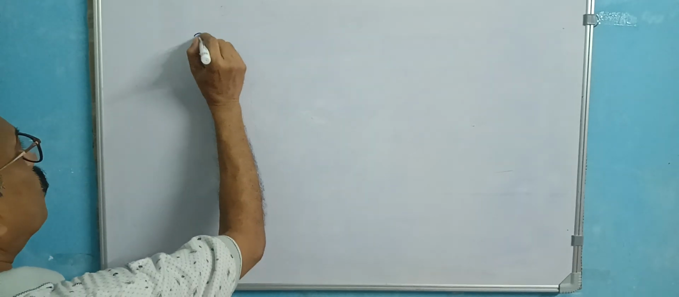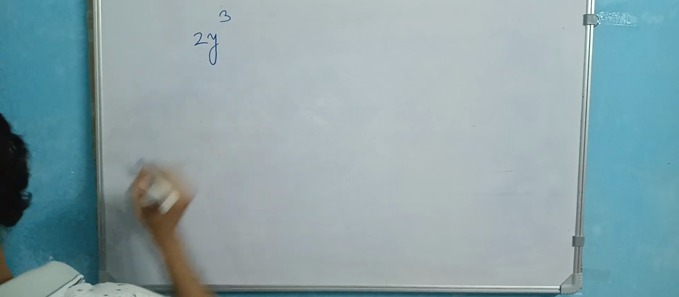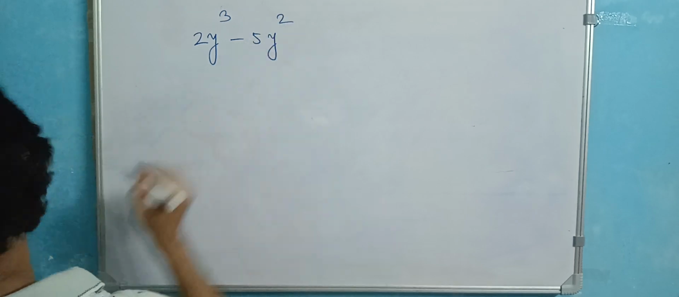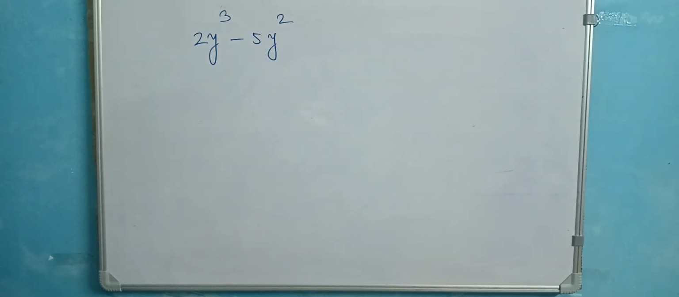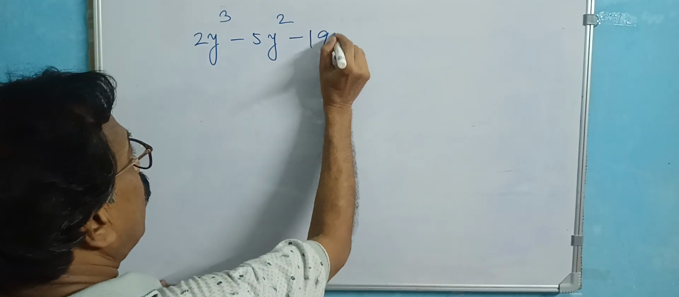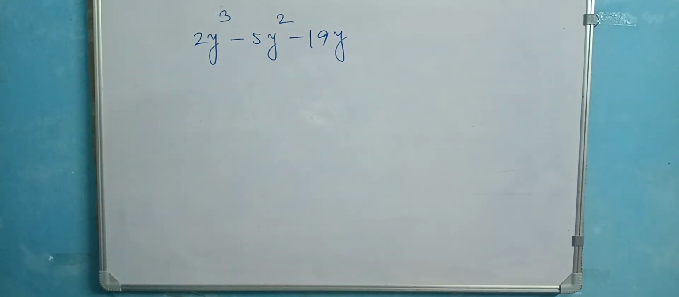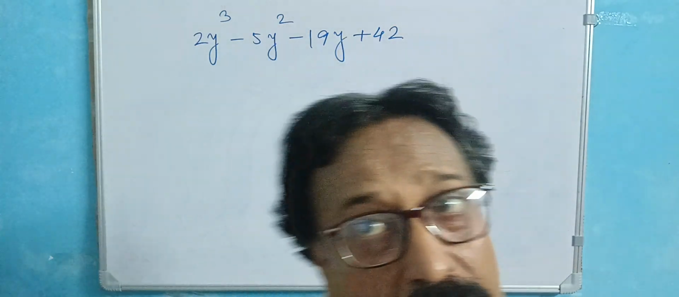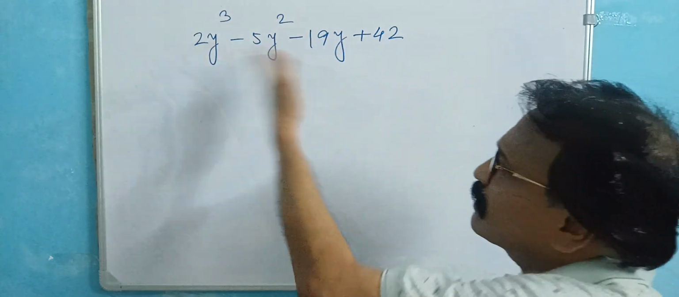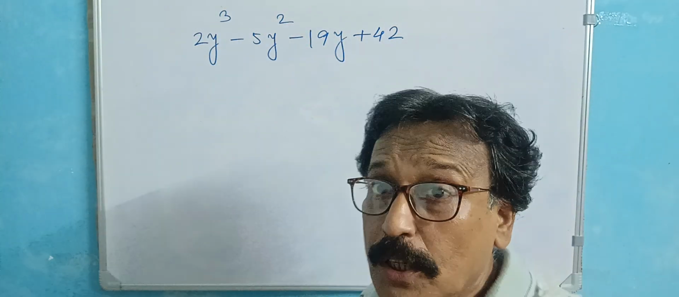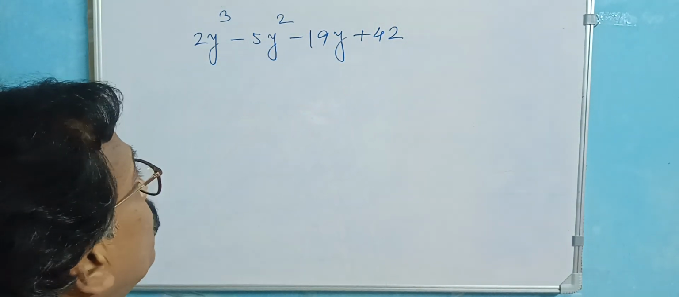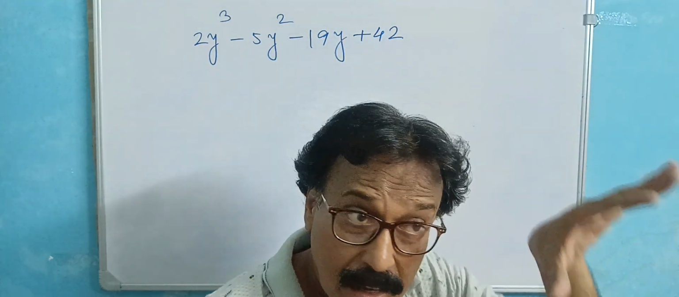Now the other sum is, suppose, 2y cube. Here is the other sum, 2y cube minus 5y square minus 19y, and this is plus 42. So this is the algebraic expression. You cannot solve it with the middle term factor. The question is to factorize this. So in which way do you solve it? It is not possible with the middle term factor or the common or grouping method. So we apply here the trial factor.